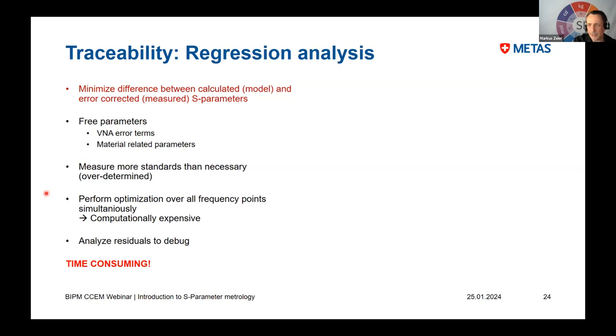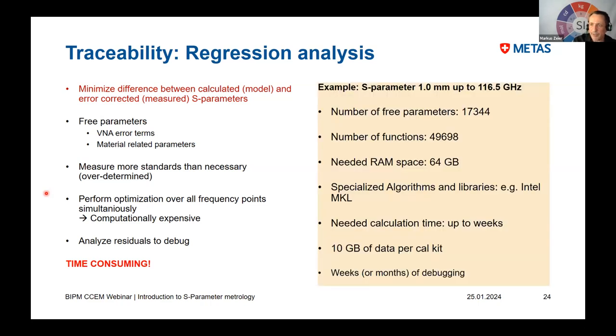Just to give you an example, this is an extreme example because it's for S parameters for a 1 millimeter connector up to 116.5 gigahertz. So there are more than 17,000 free parameters in this optimization. We can still do it on a normal computer, but it has quite a bit of RAM. Specialized algorithms and libraries are being used. The calculation time, in this case at least, is up to weeks.